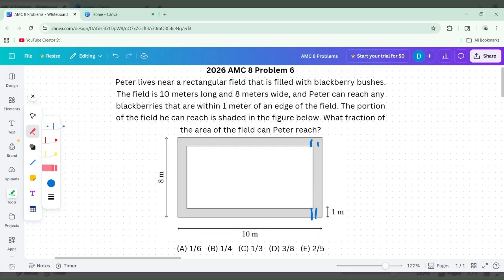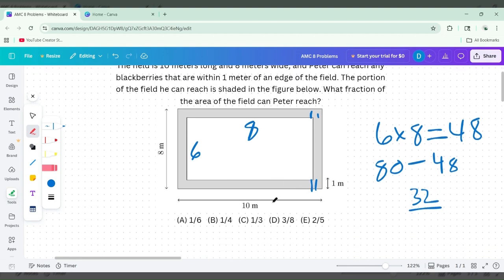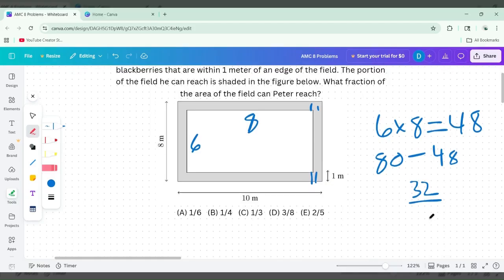Problem 6. So we first calculate the area he can't reach with borders of 1 on each side. We know that the length is 8 and 6. So we find the area of the area he can't reach, and that's 48. Total area is 80. 8 times 10. So we have 80 minus 48. 32 is the area that he can reach, which is the shaded region and the outside edge or outside perimeter. So we have 32 over 80, the total area of the field, and we have 2/5 if we simplify that. So the answer is E.